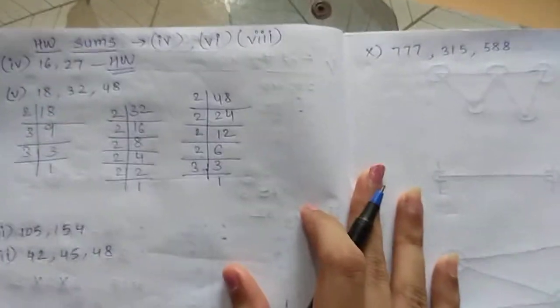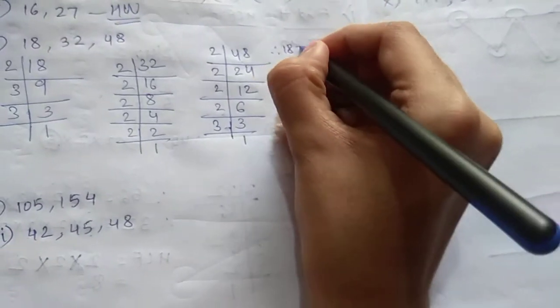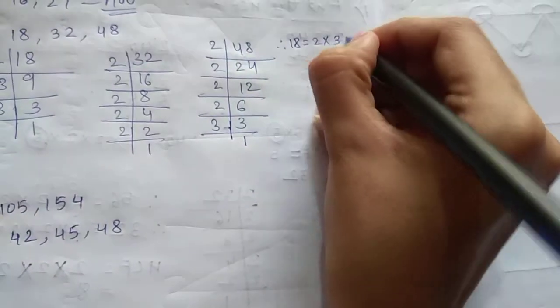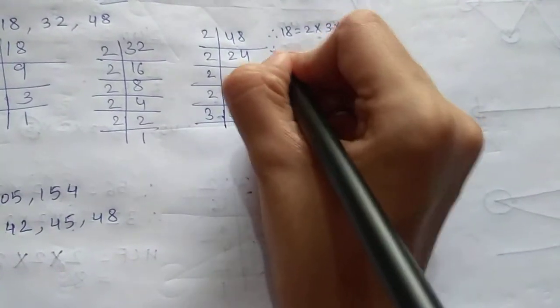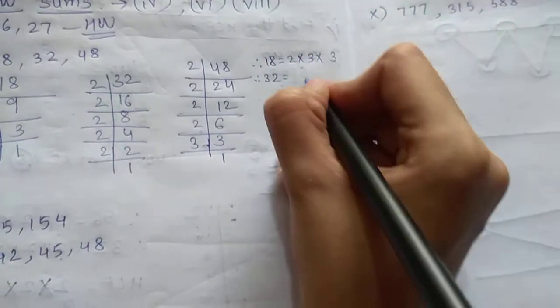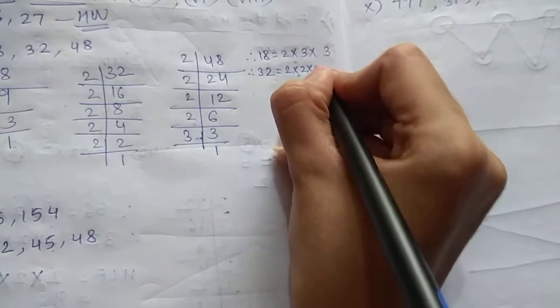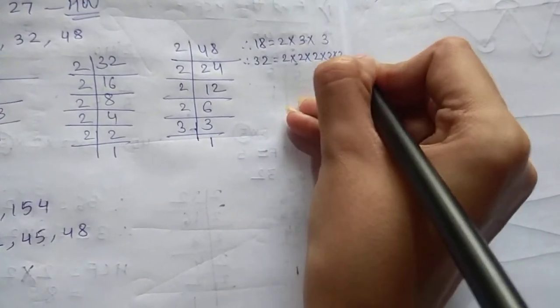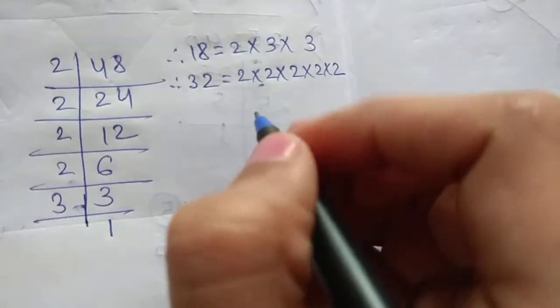Now let us write down the factors. How much is 18? 2 into 3 into 3. 32. 40.